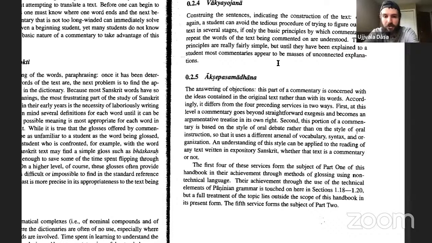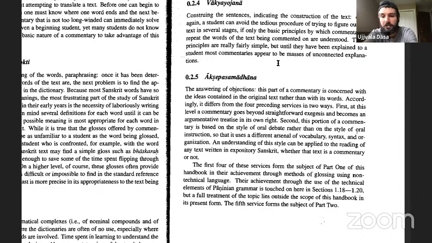Second, this portion of a commentary is based on the style of oral debate rather than on the style of oral instruction, so that it uses a different arsenal of vocabulary, syntax, and organization. So basically what he's saying there is the Purva Paksha style, Nanu, giving some objection, then answering the objection. And so they'll talk about all of the devices that they use so you can understand where the objection starts, stops, where the answer starts, how it relates.